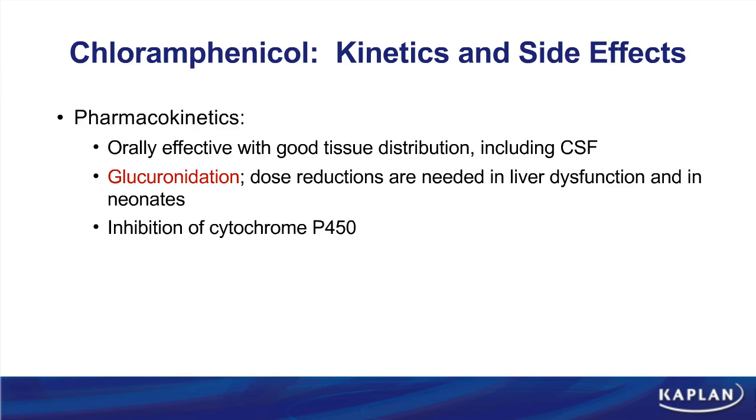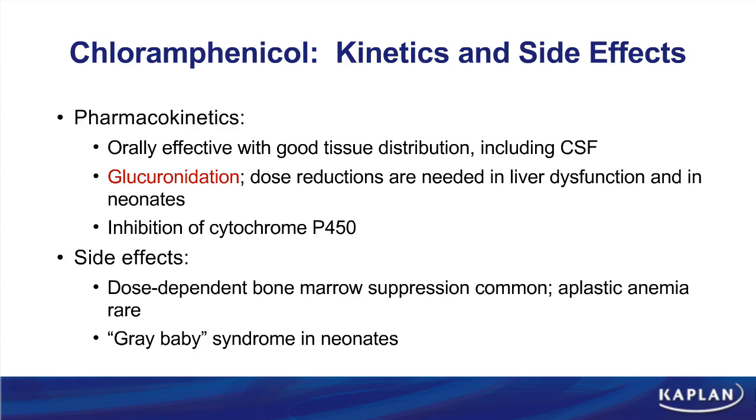Here's an interesting question about the kinetics, and specifically the metabolism of chloramphenicol. Do you remember how this drug is metabolized? We actually covered it back in general principles. Chloramphenicol is metabolized by the phase 2 reaction glucuronidation. And you remember why that's significant. It's significant because of the side effect of gray baby syndrome.